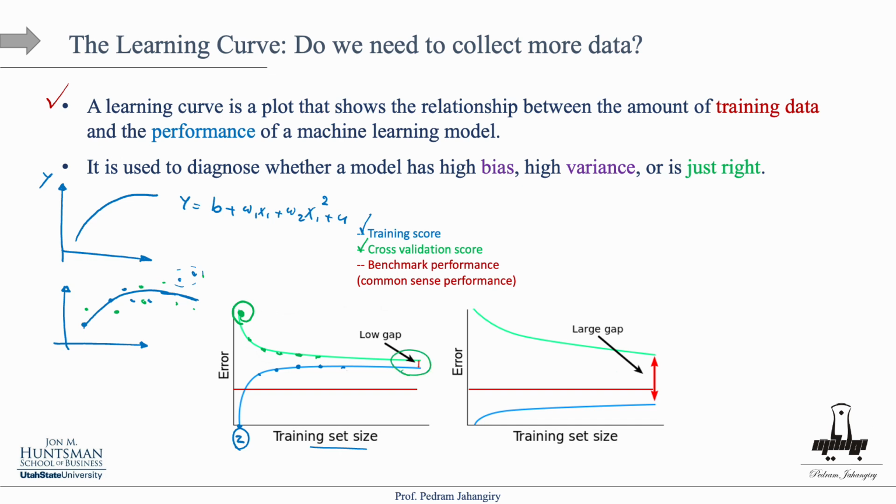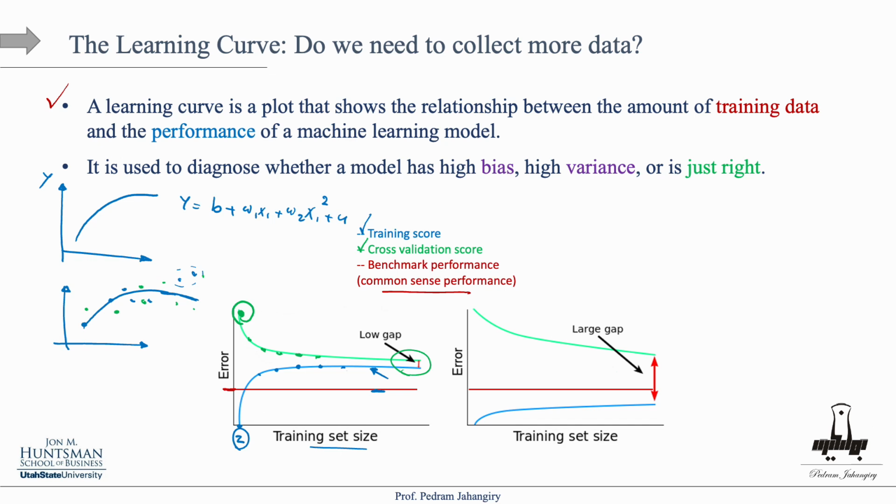Now you have to look at your benchmark performance, or we also call it common sense performance. Imagine this is your benchmark performance. If your model is not able to predict well for large sizes of the train set, so if your model is not beating the benchmark performance even in the train set, it means that your model is suffering from a large bias. So the bias is high.